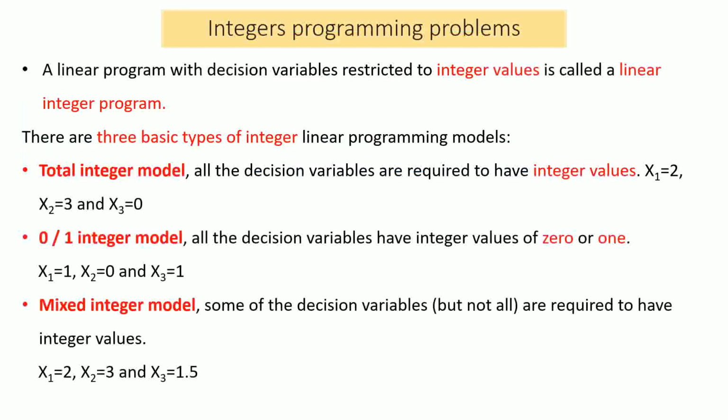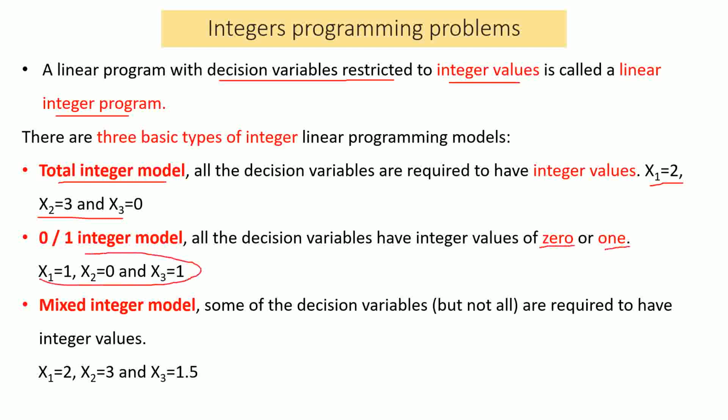method. First of all, let us see what integer programming problems are. A linear program with decision variables restricted to integer values is called a linear integer program. Basically, there are three types of integer linear programming models. The first one is total integer model, that is all the decision variables have integer values. 0, 1 integer model, all the decision variables have the values of 0 or 1.